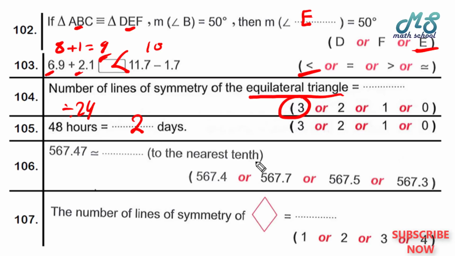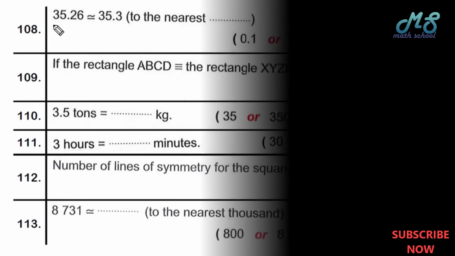The next number asks about rounding to the nearest tenth, so right away underline the tenth and circle the right digit, which is 7. Of course, 7 is greater than 5, mister, change 4 to be 5, so the whole part stays as it is, 5 6 7 point, the 4 will change to 5, so 567.5. Of course, I have 0.5 here. There it is. Number 107: the number of lines of symmetry of a rhombus. Of course, we all memorized the rhombus: 2.